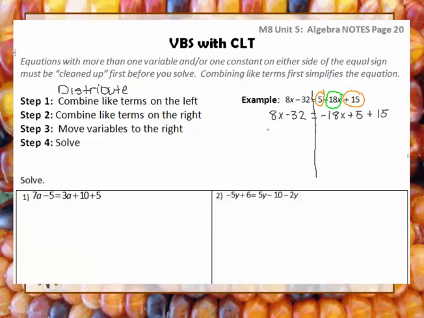Now I can combine them, so I still have 8x minus 32 on this side is equal to, I have negative 18x, so that was all by itself. Then I have 5 plus 15, which gives me 20.